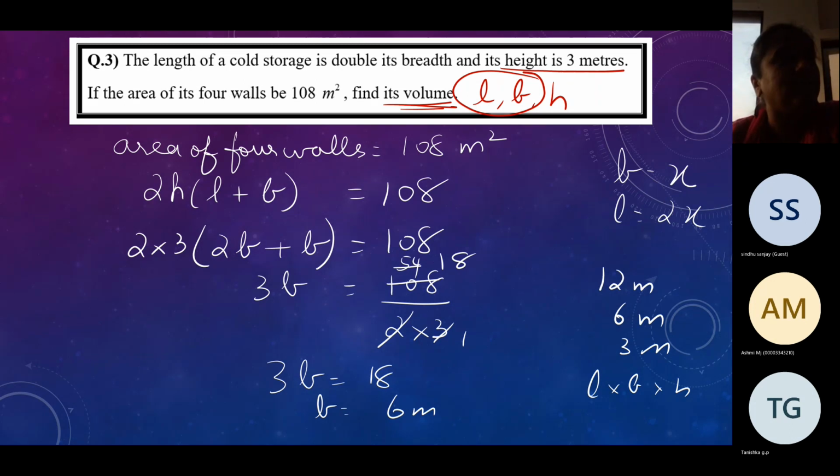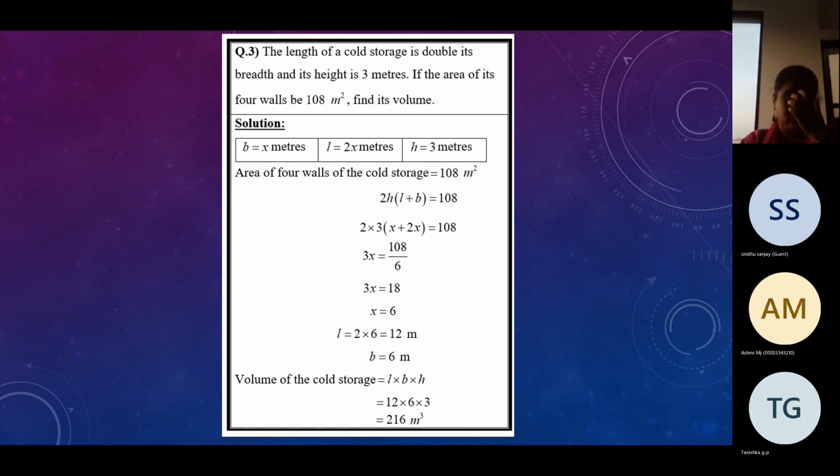So now how to find L and B? To find L and B, only this information is given: area of 4 walls is equal to 108 meters square. Why should they give you that? To help you find the values of L and B. So start with that information and find L and B and then find the volume. Isn't it easy? Yes, children. Good. You can take x and 2x, or like I put B itself. Anything is fine.